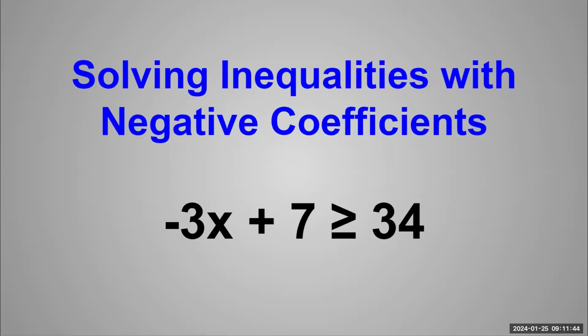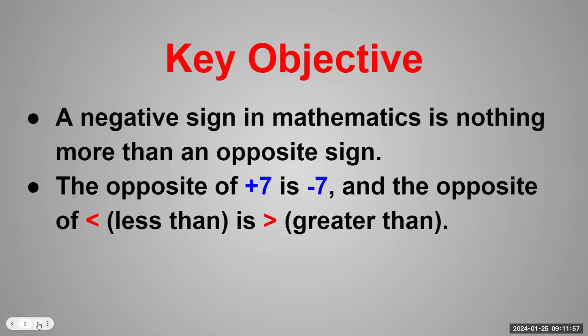In this video, we're going to look at solving inequalities with negative coefficients, and we're going to be focusing on when we need to flip the inequality sign and why we need to do it. So our key objectives are to focus on the laws of opposites and understand that the opposite of a positive 7 is going to be a negative 7 and vice versa, and also that the opposite of a less than sign is going to be a greater than sign.